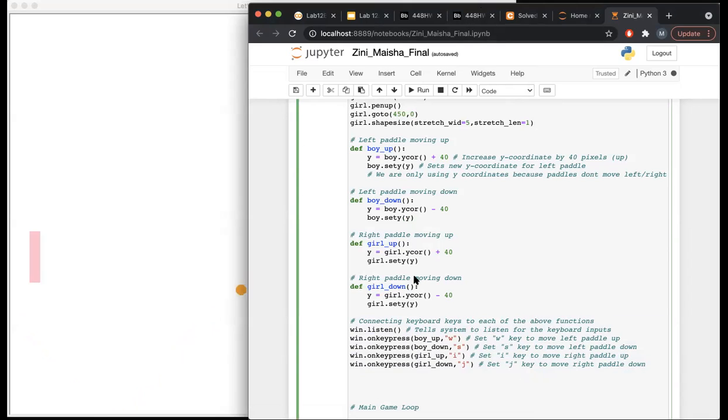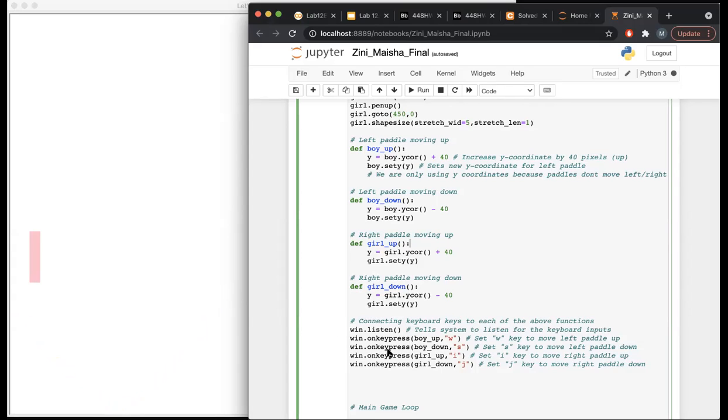This defines the functions of their movements, but doesn't let a player actually move these paddles, right? In order to let somebody actually play this game, we have to associate each movement to something on the keyboard, right? To let us play. So win.listen just tells the system to listen for keyboard inputs.